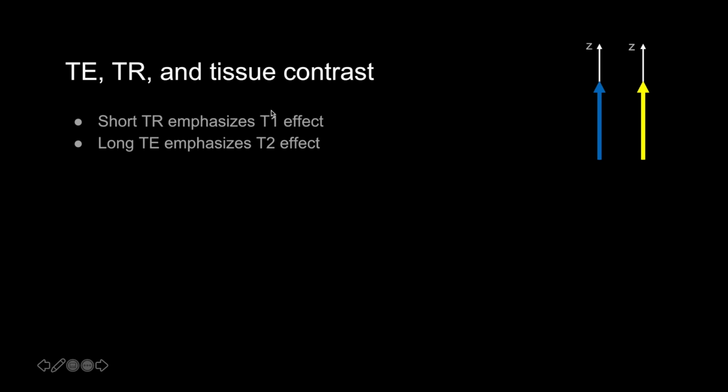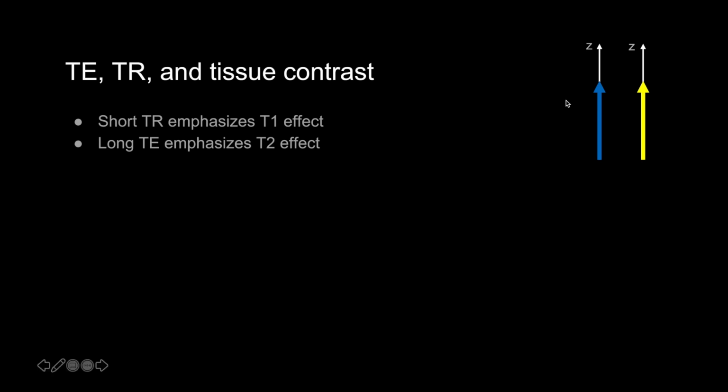Well, if we had shorter TRs, think about what happens when we repeat the pulse sequences. When we repeat the pulse sequences with a short TR, we do it so quickly that we don't let the magnetization completely recover into the z-axis before we start the next sequence. So different tissues have big differences in T1 signals, and that determines tissue contrast.